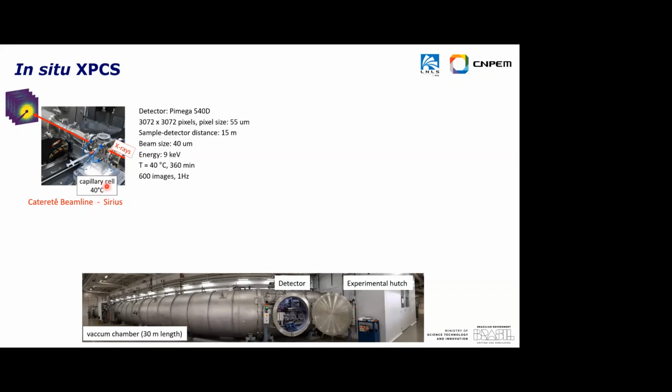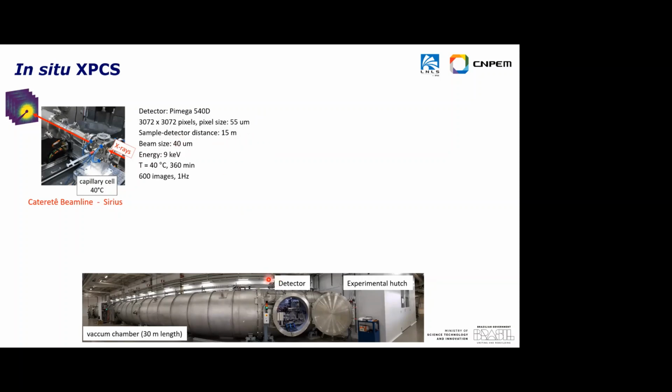At Cateretê, we have this large detector, per megapixel, with a small pixel size. The large detector is not for XPCS, it's for imaging. I'll talk more about this later. But for XPCS, it's very important to have a small pixel size. Why? Because if you have a small pixel size, you have better resolution to resolve the speckle patterns.